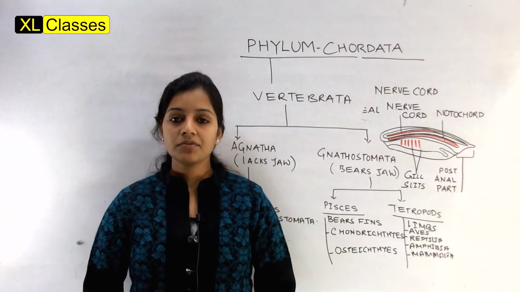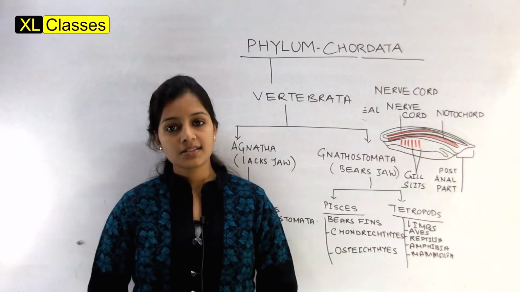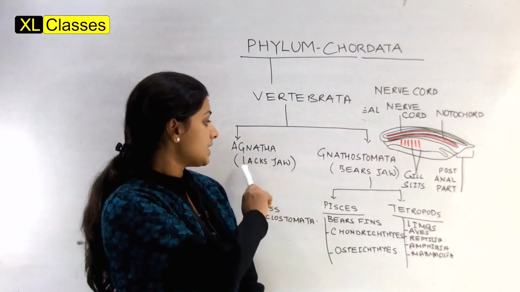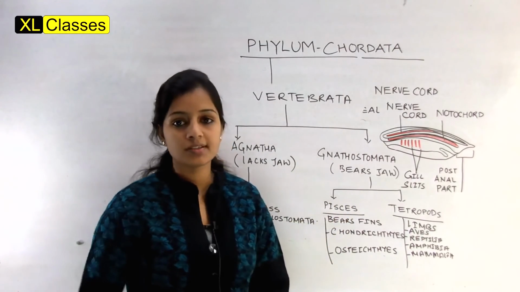In our next video, we will discuss all these superclasses, that is Agnatha and Gnathostomata, including Cyclostomata, Pisces and tetrapods, one by one.